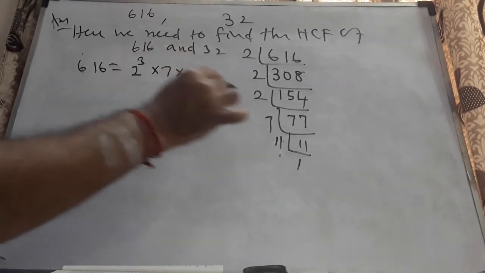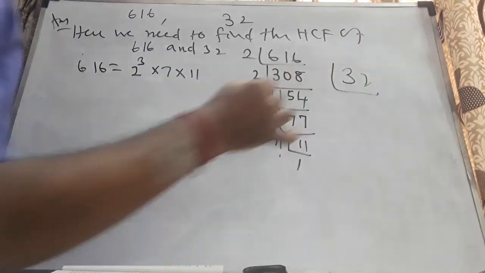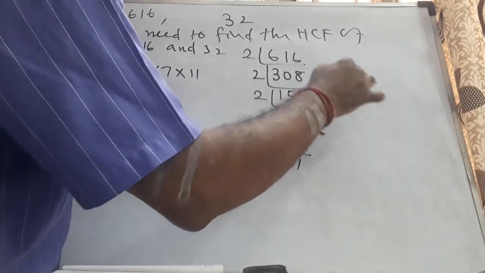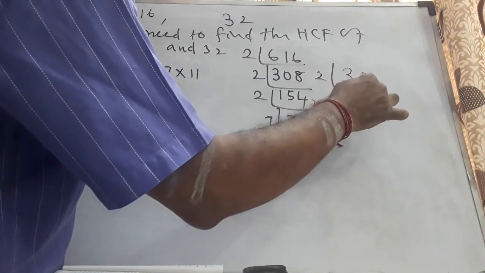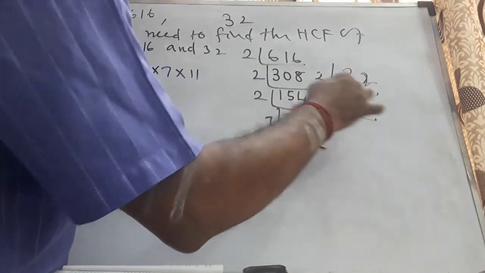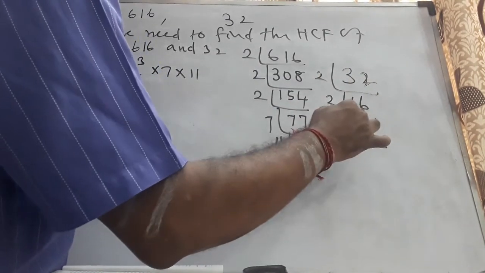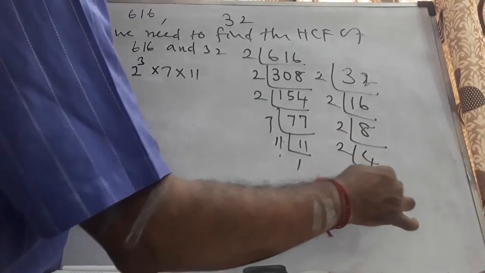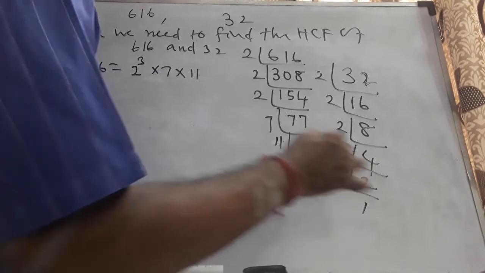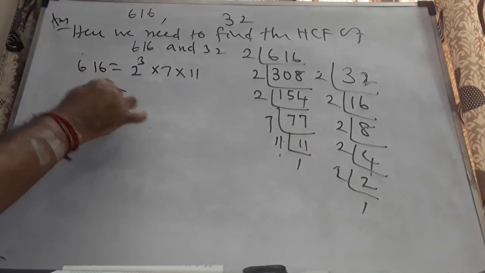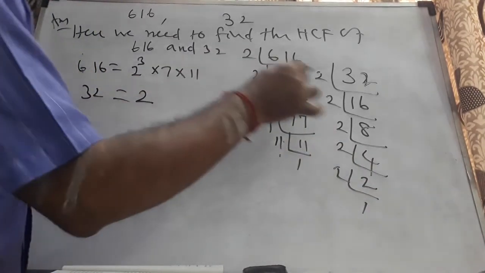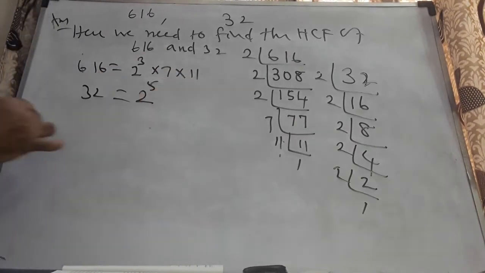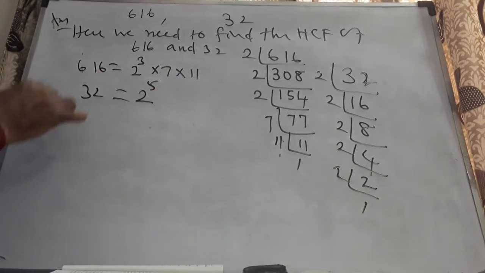Then of course I can do prime factorization for 32. Divide by 2, it is 16. Divide by 2, 8. Divide by 2, 4. Divide by 2, how much do you have? 2. Now 32 is nothing but 2 power 5.